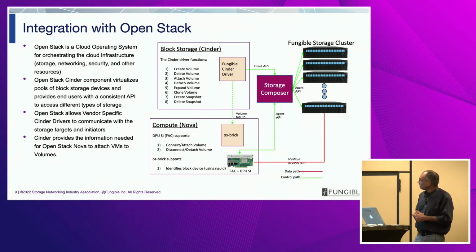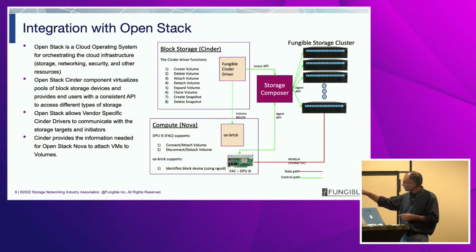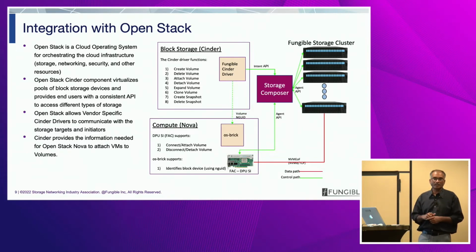And Nova is another service responsible for compute, launching the VMs and then associating the storage with the VMs, right? This association is what you call attaching, detaching. So it needs information like which volume is attached to a particular VM. That is achieved by passing the information between Cinder and Nova. And the volumes are identified through the unique identifier NGUID.